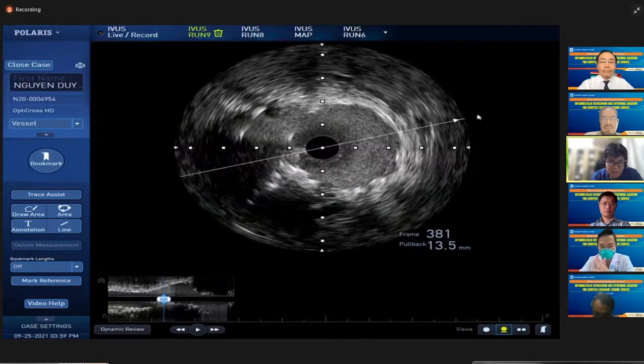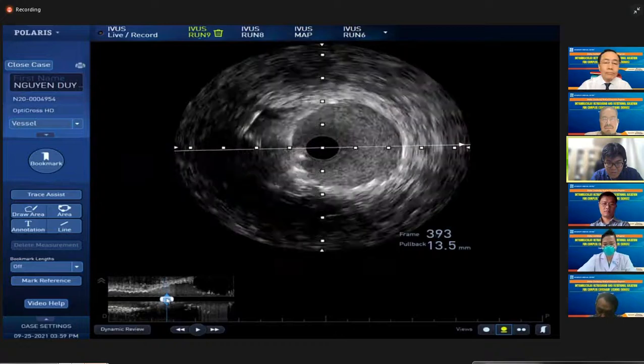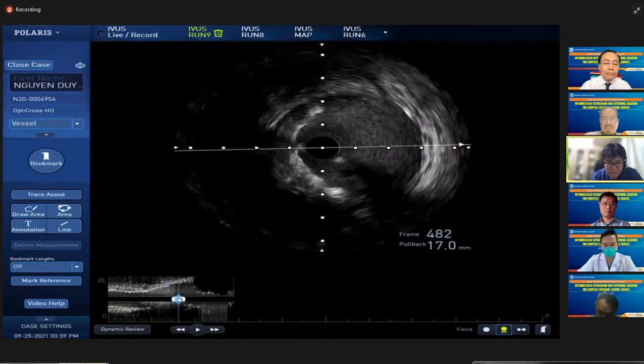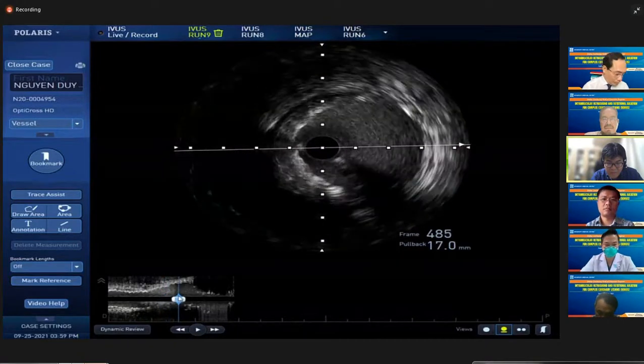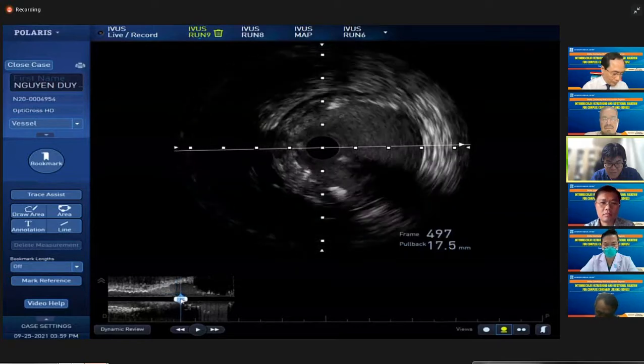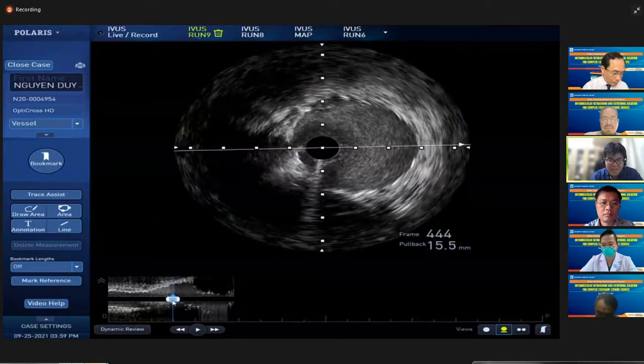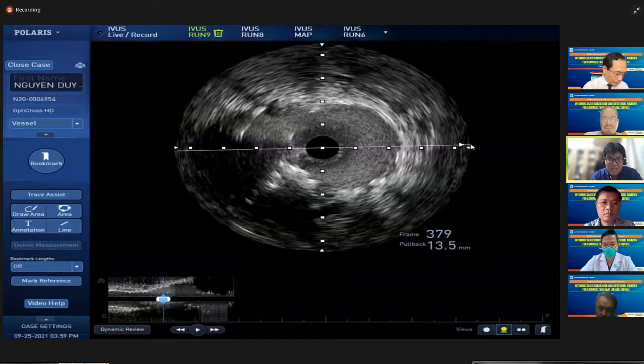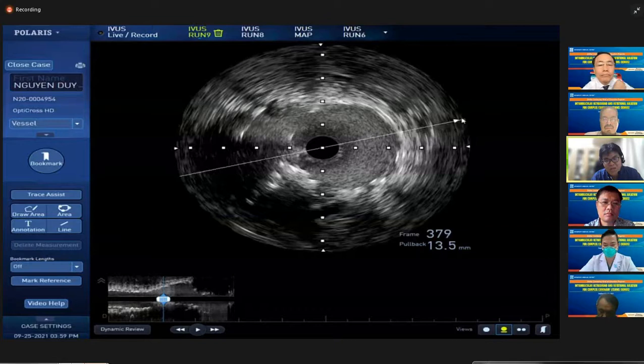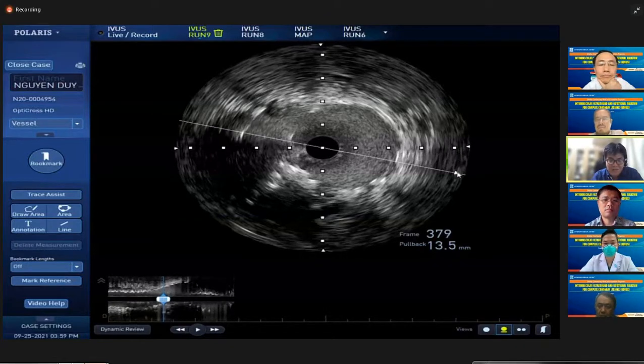Maybe the second wire is coming from the 8 o'clock now. So at least the re-crossing point is not distal, according to the IVUS finding. However, honestly speaking, it's difficult to identify the second wire.